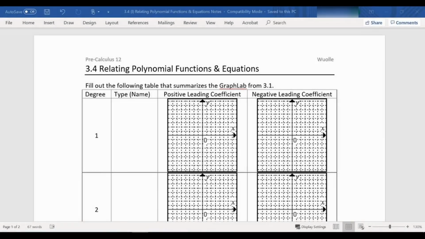Hello, everybody, and welcome to one of our extra sections for this year, which is 3.4. If you already did the graph lab, which was section 3.1, where you basically use Desmos to graph a bunch of equations and see what they look like and how equations relate to a graph, then this section will be a little bit easier for you. If you have not done that, this section will be probably a little bit more difficult.